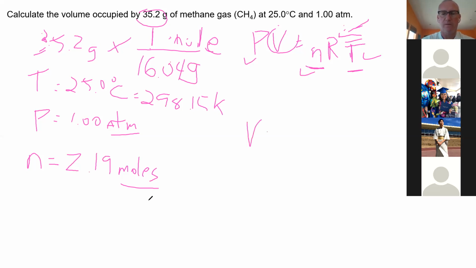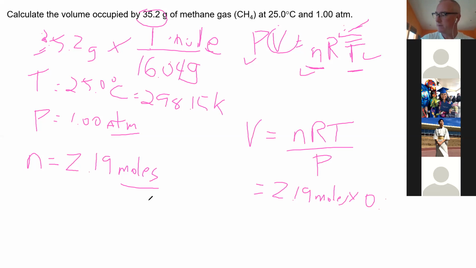So V should equal N R T divided by P, right? I just divide both sides by P to get my V. So that's going to equal 2.19 moles times R. Now R is 0.0821. And if I remember, a lot of units there.